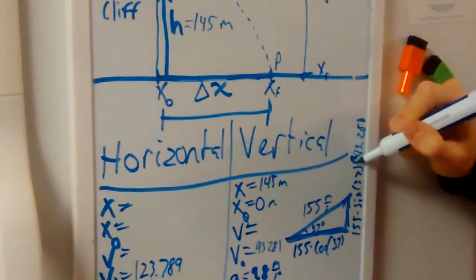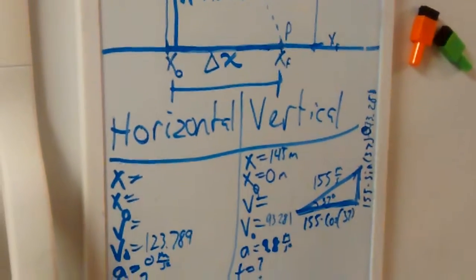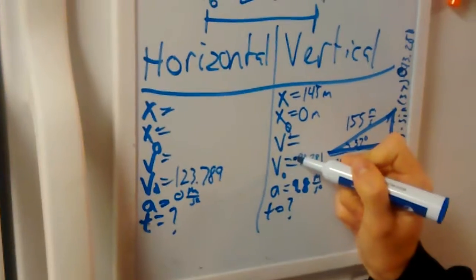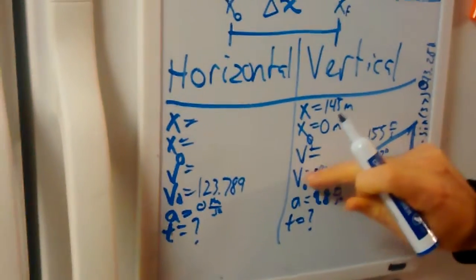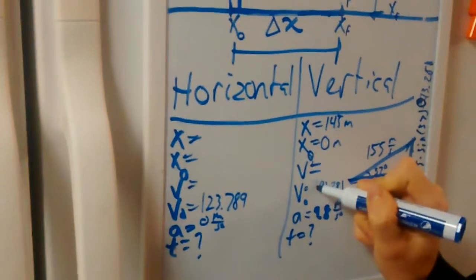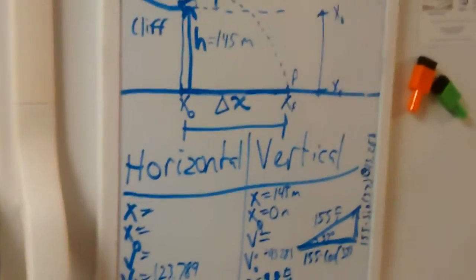And let me circle the negative sign. Negative 93.281. Let me make that clear. That is a negative sign. There you go. Hope that makes it more clear.